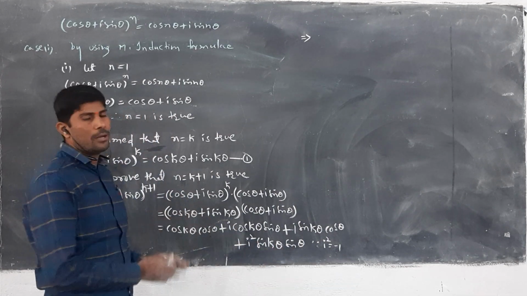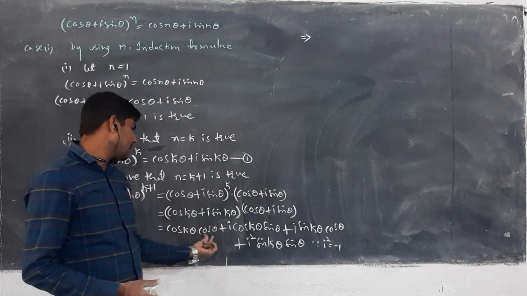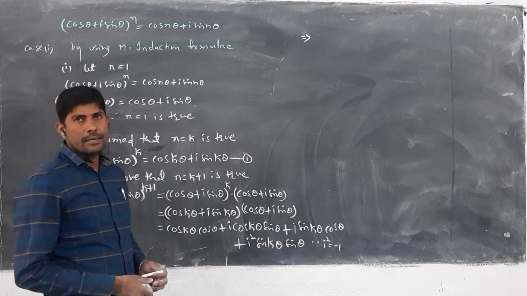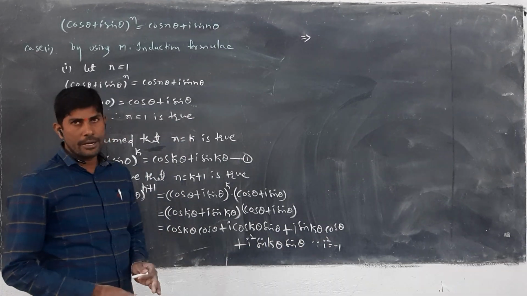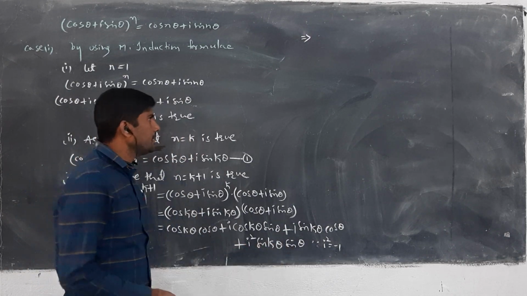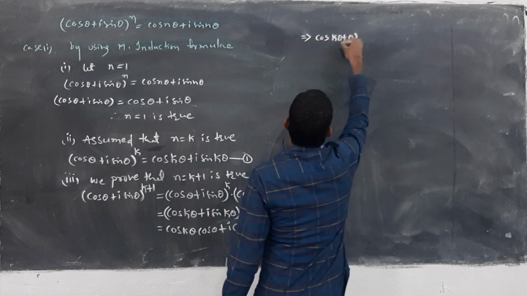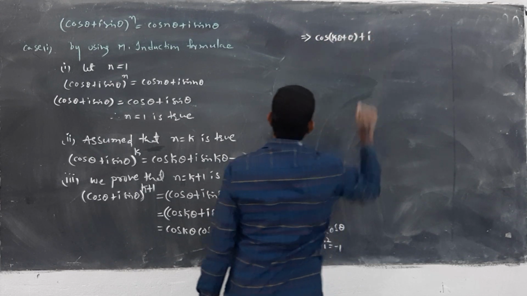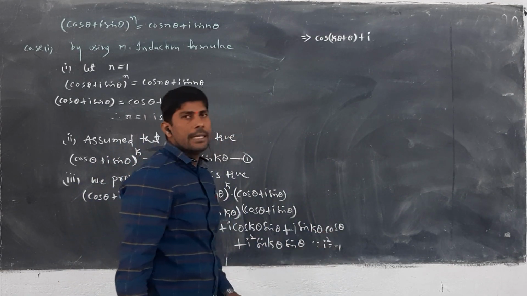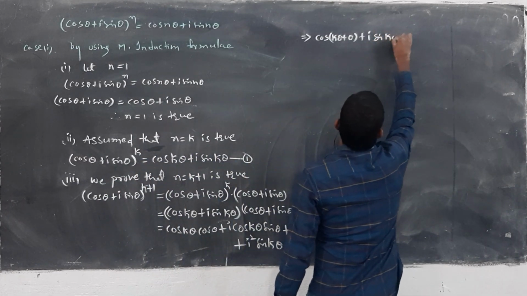We have one formula in trigonometry. We already learned in first year trigonometry: cos A cos B minus sin A sin B, that is cos of A plus B. Plus i is common: cos A sin B plus sin A cos B, that is the sin of A plus B formula. So sin of A plus B.